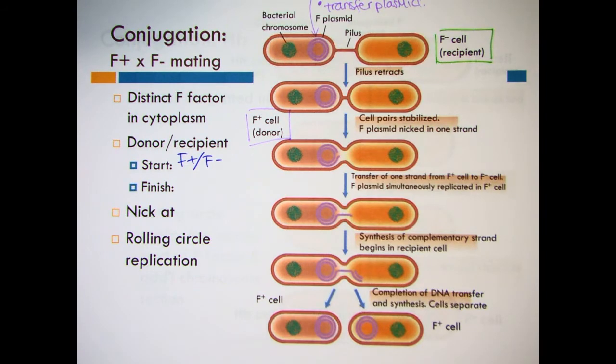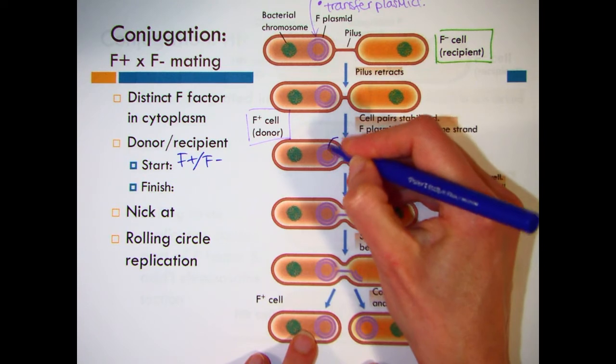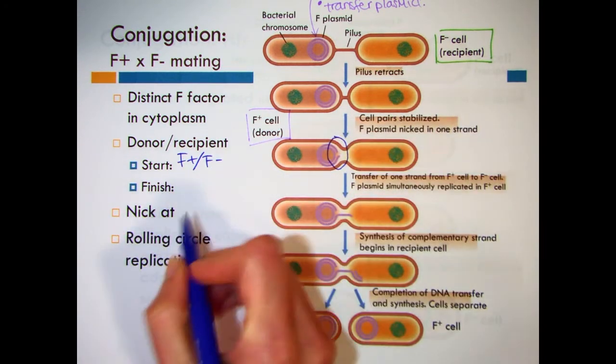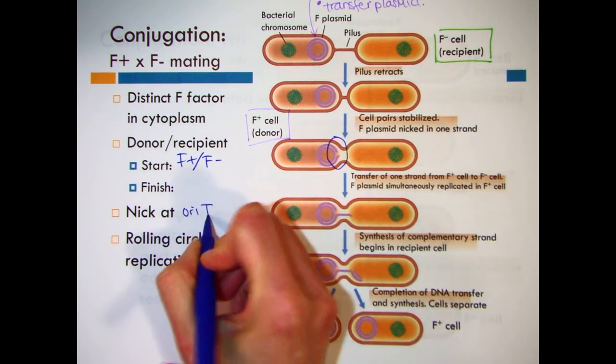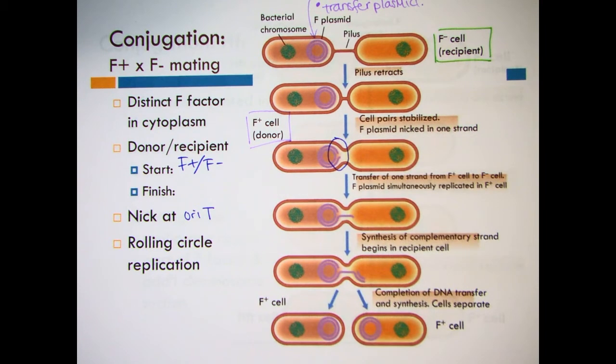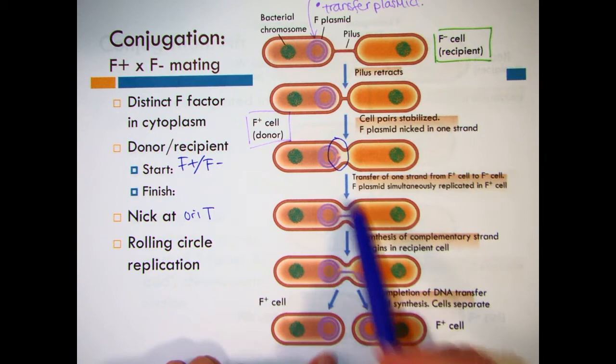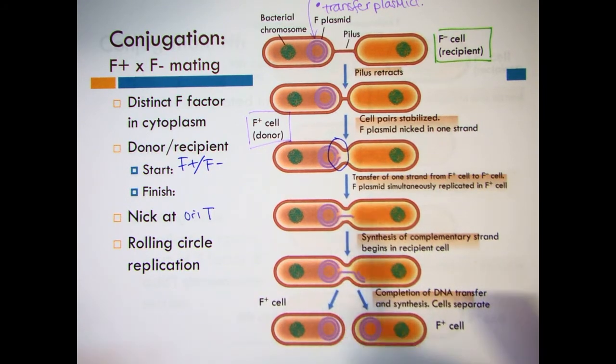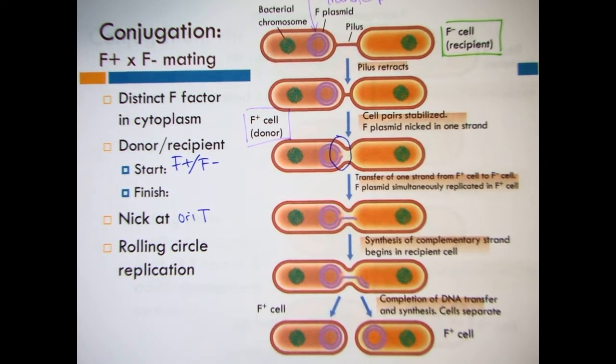So the first step, you can totally see that right here, is that a nick is formed at the ORI-T site to make this little tiny gap. And then the plasmid is transported through the conjugation pilus using a super awesome technique called rolling circle replication. So this is it right here. Can you see that? Maybe I should zoom in because I'm super excited about this.